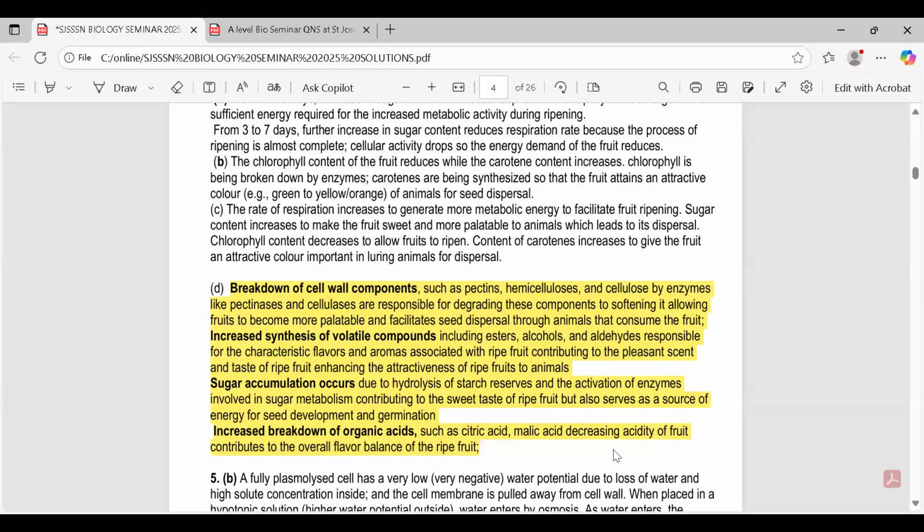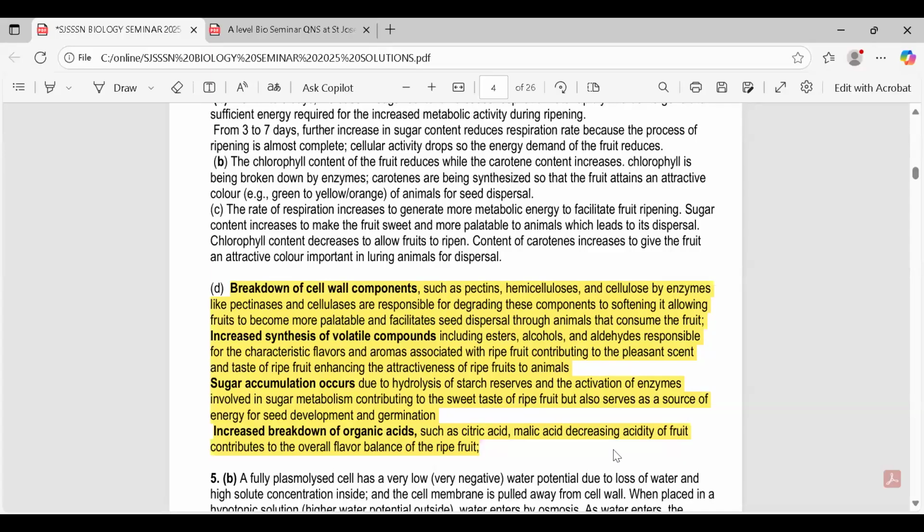There is breakdown of cell wall, and that means that you're going to break down the pectin. Pectin is the one which is responsible for making the cell wall thick. That's why you see that fruits like mangoes, when they are not ripe, they are very hard, but when they ripen, they become so smooth because the cell walls are broken down.